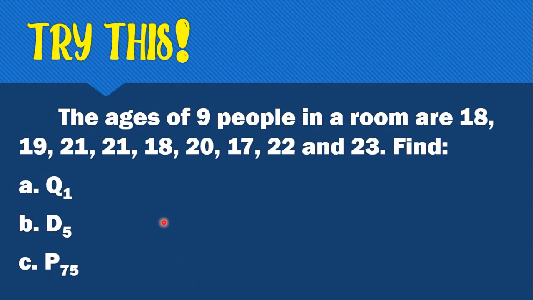Okay, let's try this. The ages of 9 people in a room are 18, 19, 21, 21, 18, 20, 17, 22, and 23. Find the following: the Q sub 1 or the lower quartile, D sub 5 or the 5th decile, P sub 75 or the 75th percentile.